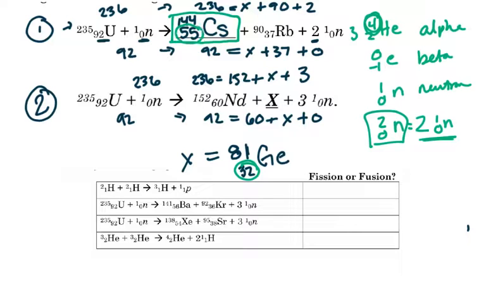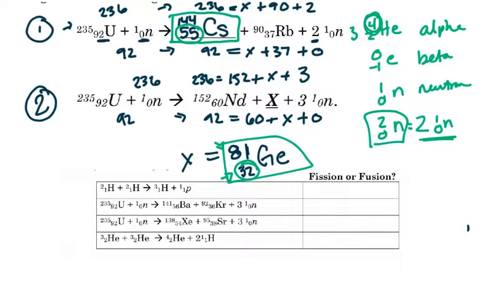We looked up cesium by the 55, right? The mass number is protons plus neutrons, which is the top number. That does not appear on the periodic table. Again, you're looking it up by the atomic number. So my answer here was germanium, 81.